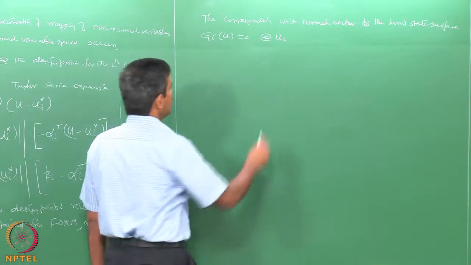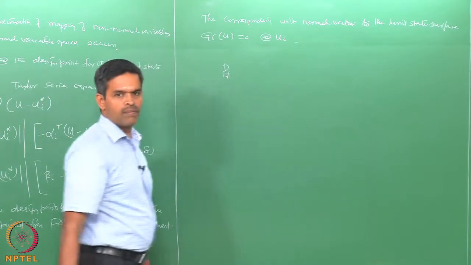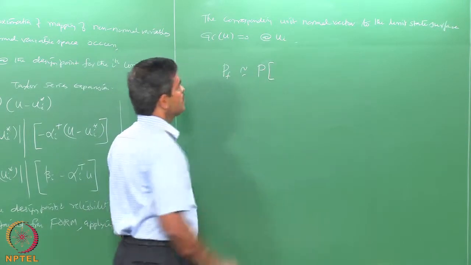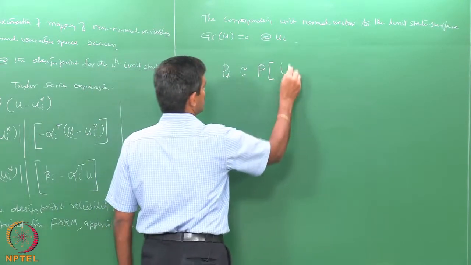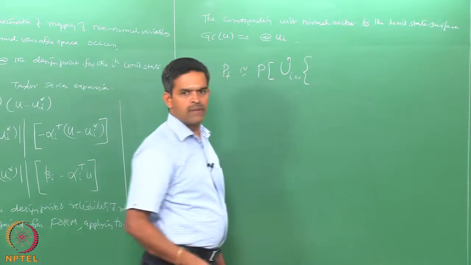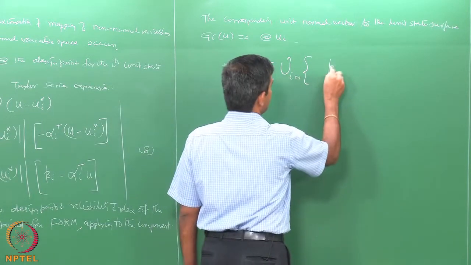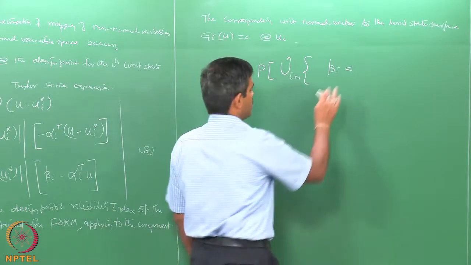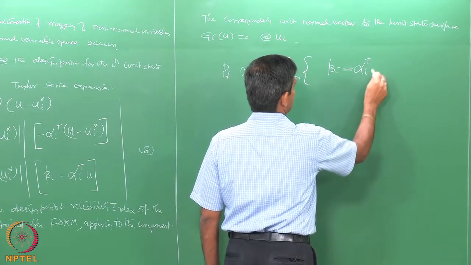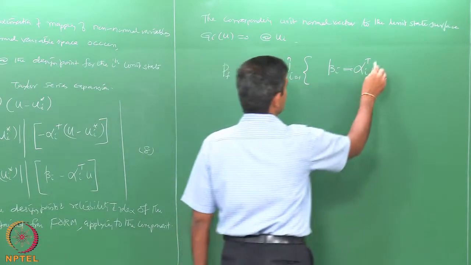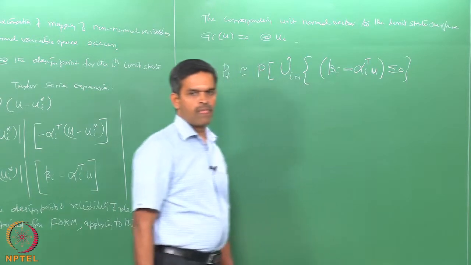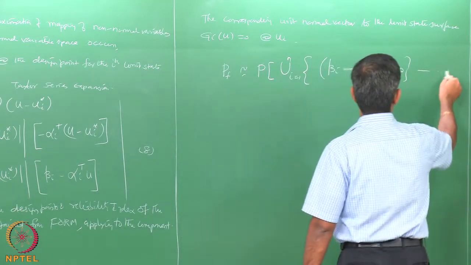So, now in that case the probability of failure will be approximately equal to the probability of the union, i equals 1 to n, of beta i minus alpha i transpose u, which is less than or equal to 0, equation number 9.